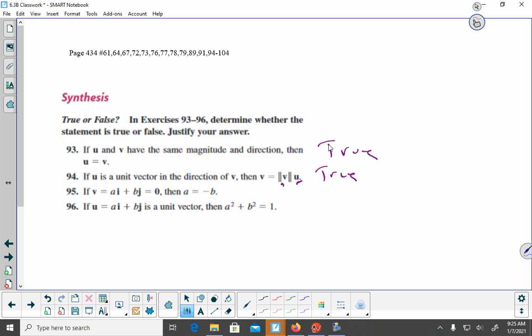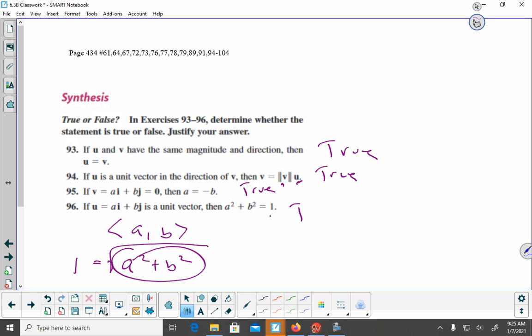If vector ai plus bj is equal to 0, then a is equal to the opposite of b. That is true. And then the last one, if u is equal to ai plus bj is a unit vector, which means in component form, that a squared plus b squared, when I take the square root of that, is equal to 1. That's the definition of a unit vector, which means that a squared plus b squared has to equal 1. So that is true. So all of those are true.